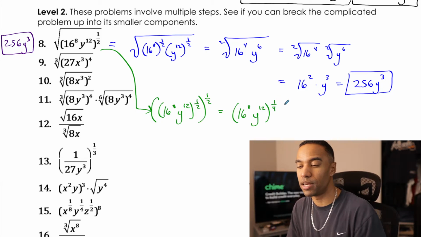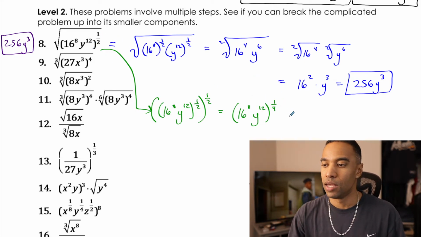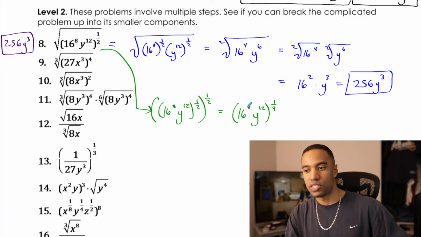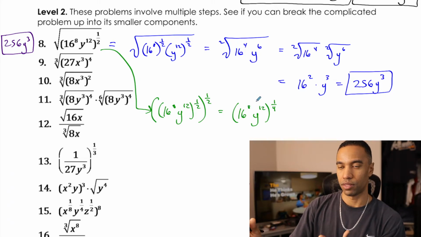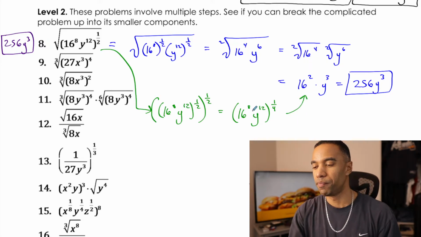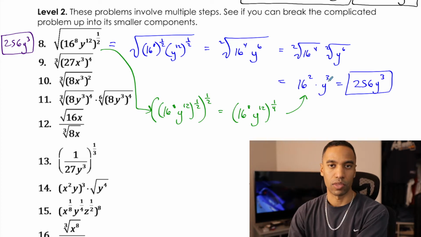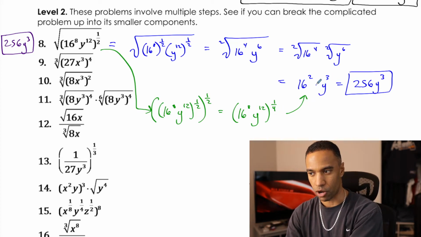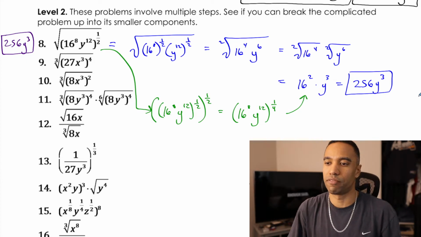That's pretty cool because now we're going to do what we did before without a square root in the way. So now, we do 16 to the 8th to the 1/4 power, which means you do 8 times 1/4, and that's where you get 16 squared. And y to the 12th to the 1/4 power, which 12 times 1/4 is 3, that's where you get the y cubed right there. So you would keep going to get 256 y cubed. And that's a good alternative to this problem here.